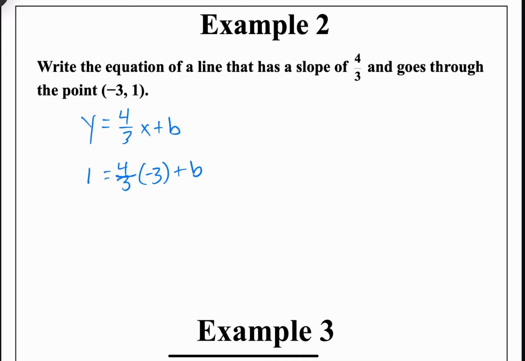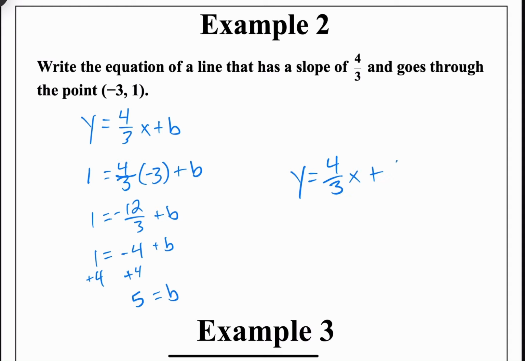So 4/3 times -3 is going to give us -12/3 plus b. And if I solve that out, I get -4 plus b. Then I'm going to add 4 to both sides to get rid of the 4 on the right. And I end up getting 5 equals b. So now I know what b is, and I already knew what the slope was. So now I can just write the equation, y equals 4/3 x plus 5. And there's my linear equation for that one.